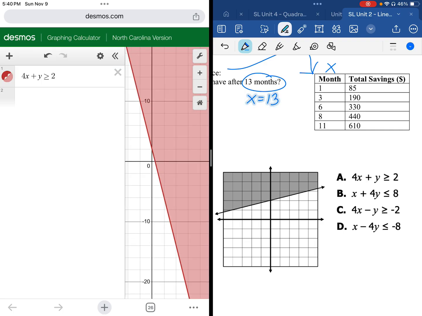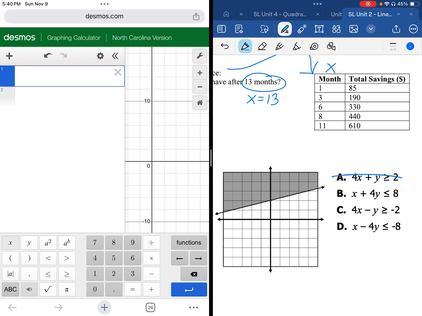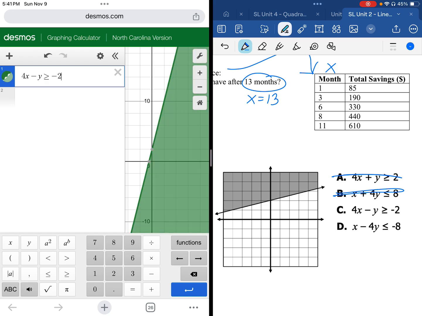Well, we see that graph does not look like our graph we have on our paper, so we can mark out A. Graph B, x plus 4y is less than or equal to 8. Well, that's shaded below. Our graph is shaded above, so that's not going to work. C says 4x minus y is greater than or equal to -2. Well, that's not right because our graph has a shallower angle. That one has a really sharp angle, and it's shaded below.